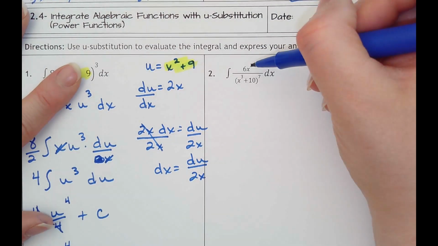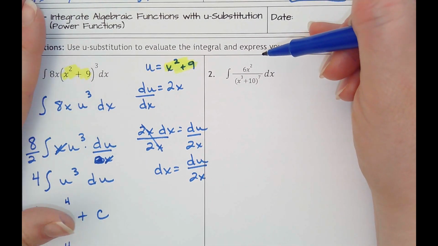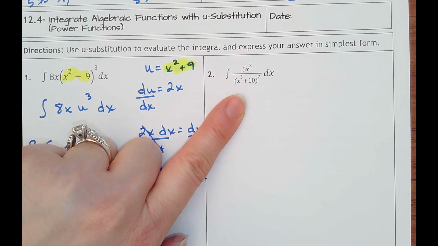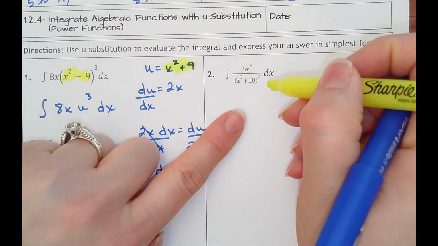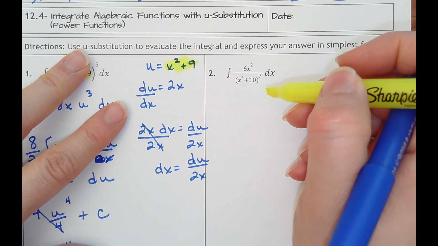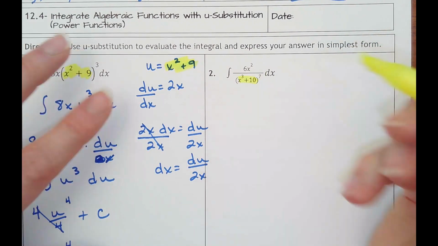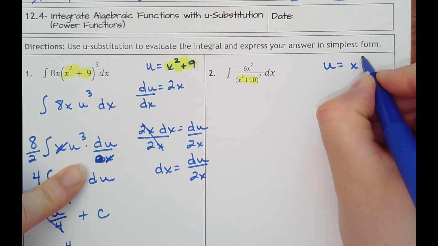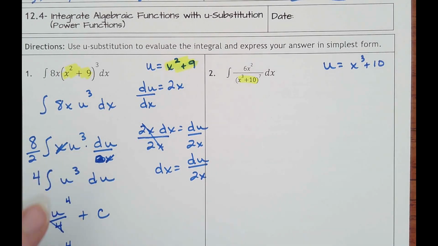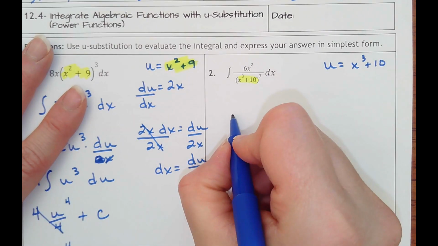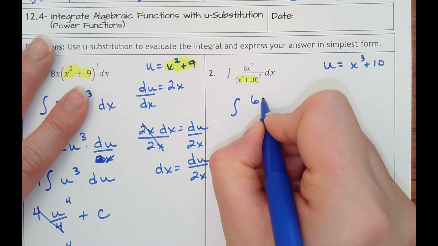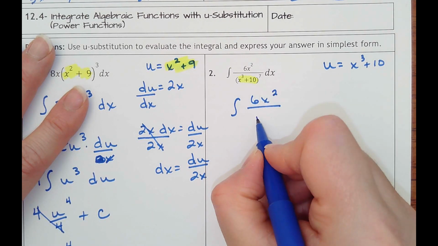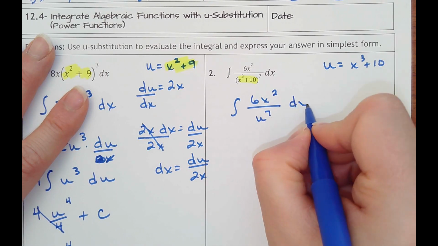So I'm going to anti-derive this function. What I would do is I see what's making it complicated here is having x cubed plus 10 to the 7th power. That would not be fun to multiply 7 times. So I'm going to let u equal x cubed plus 10. Okay, I'll rewrite this first. I'll have 6x squared divided by u to the 7th power dx.